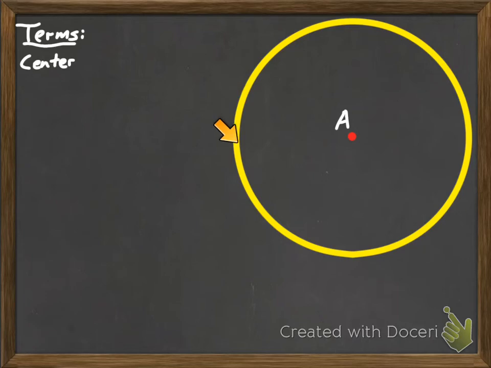And so the circle is actually a series of points equidistant from the center. That means all of these points on this yellow line here on the circle are equidistant from the center. So that's what a circle really is. A circle is not any point in here. It is only the points represented by this outer rim.